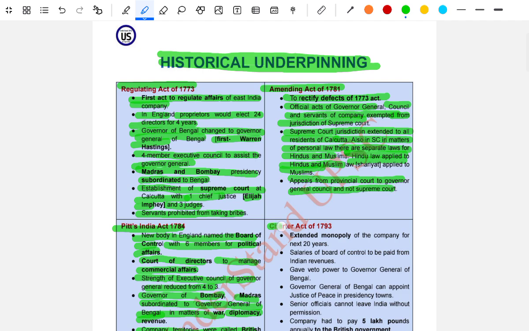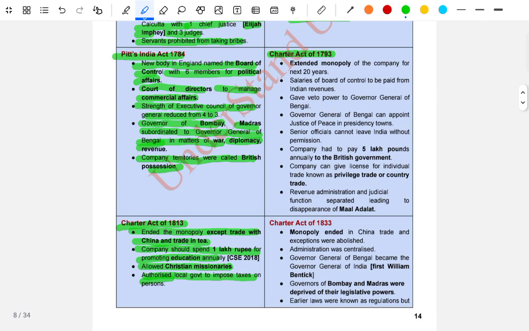The Charter Act of 1793. It extended the monopoly of the company for the next 20 years. The salary of the Board of Control was to be paid from Indian revenues, and they gave veto power to the Governor General of Bengal. The Governor General of Bengal could appoint justices of the peace in the presidency towns.